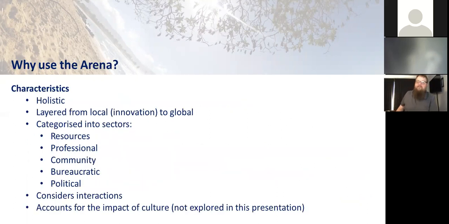Now we've explored what the arena is. Now we're going to look a little bit at why we should use it. Well, it's holistic. It's layered from the local site of innovation, which can be the classroom or an online course, to the global level. It's categorized into 5 sectors, which will be mapped out onto the diagrams I'll show you in a moment. It considers interactions between the roles of the people involved and the matter of the people involved. I'll get into those terms in just a moment.